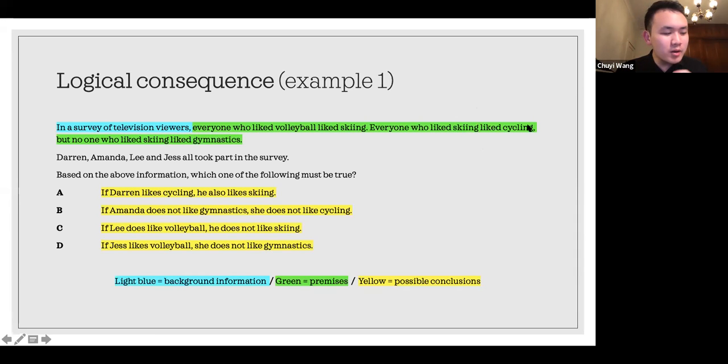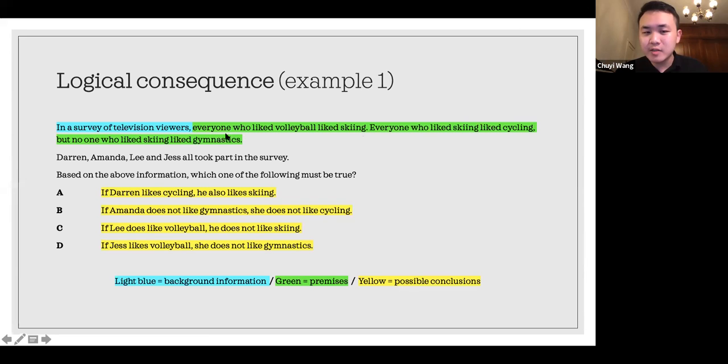Cool. So this is a breakdown of the question in the structure that we talked about. Now, I've labeled down here what each of the colors mean. Now, the light blue is background information. So does it actually matter whether the survey is for television viewers? Of course not, right? Television is totally irrelevant. So we can just ignore that part of the question. We don't even need to think about television at all. Next, we have the premises.